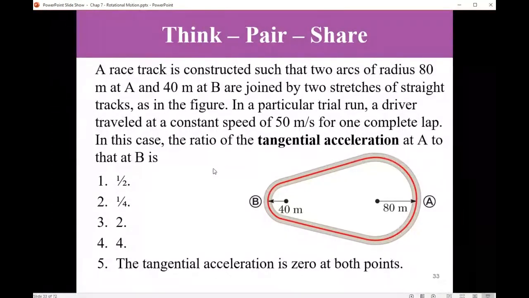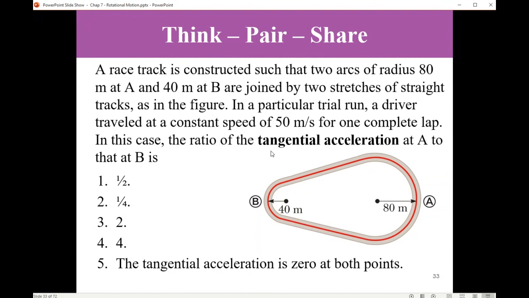A racetrack is constructed such that two arcs of radius 80 meters at A and 40 meters at B are joined by two stretches of straight tracks, as in the figure. In a particular terrain, a driver traveled at a constant speed of 50 meters per second for one complete lap. In this case, the ratio of the tangential acceleration at A to that at B is.